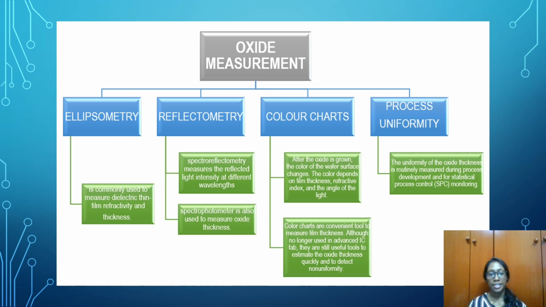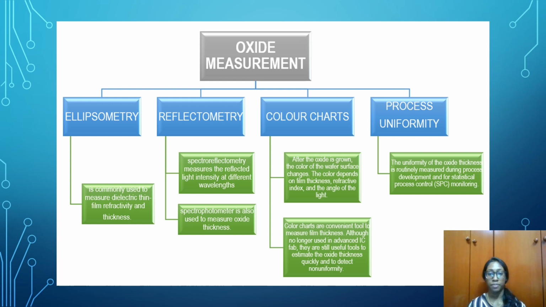First off, let's start with ellipsometry. Ellipsometry is commonly used to measure dielectric thin film refractivity and thickness. Reflectometry has 2 different tools to help us find our desired measurements. The spectroreflectometer measures the reflected light intensity at different wavelengths, while the spectrophotometer is also used to measure oxide thickness.